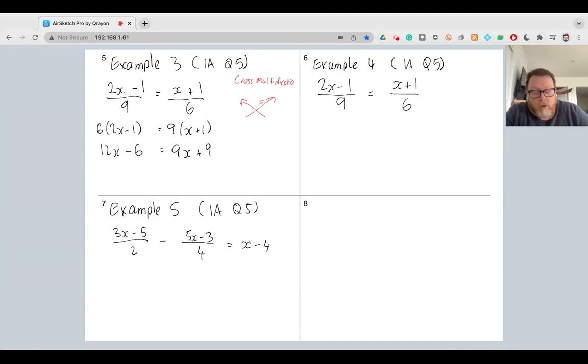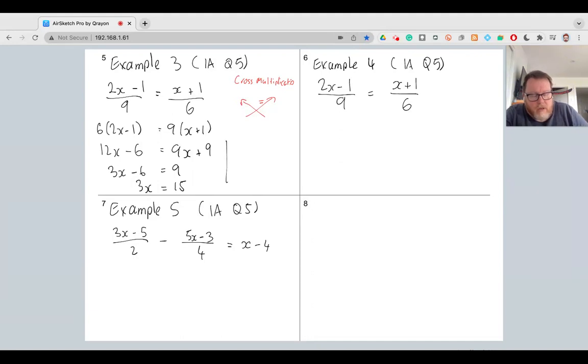So I'll verbalize it, but I'm not going to write it down. I'm going to collect my x's onto one side of the equation. So I'm going to subtract 9x from the right and then subtract it from the left. So 12 minus 9 is 3. So I've got 3x minus 6 is equal to 9. And then I'm going to add 6 to both sides. It's minus 6 on the left. So add 6 to get 3x is equal to 15.